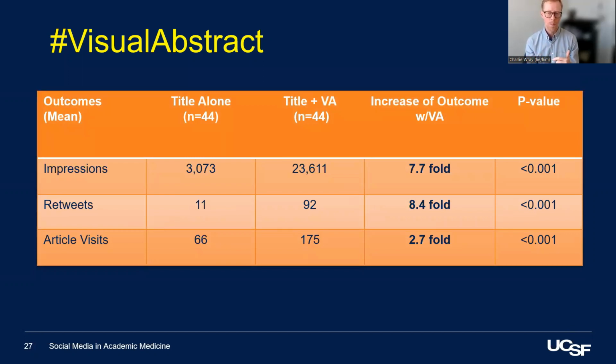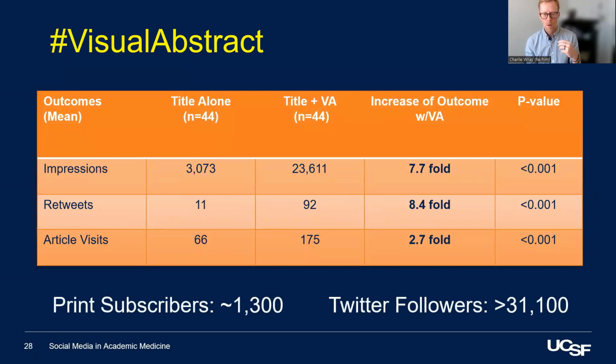The other thing I say is what makes these findings so important to me is that at the time, Annals of Surgery had 1,300 print subscribers, but they had over 31,000 Twitter followers. And so it goes back to that old saying of, why do we rob banks? Because that's where the money is. Why are we putting our work in social media and Twitter? Because that's where people are at this point in time.